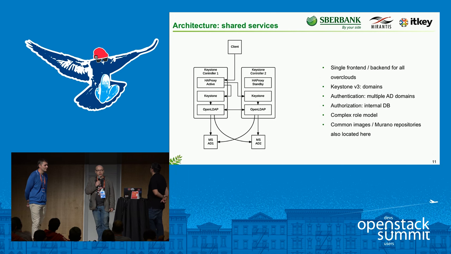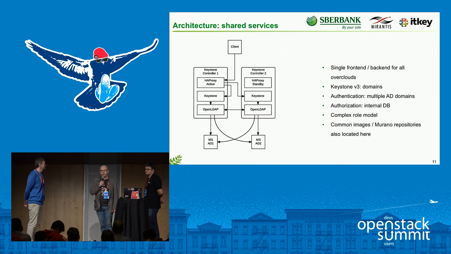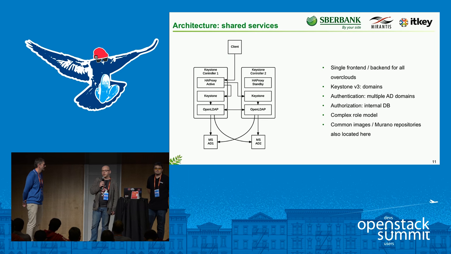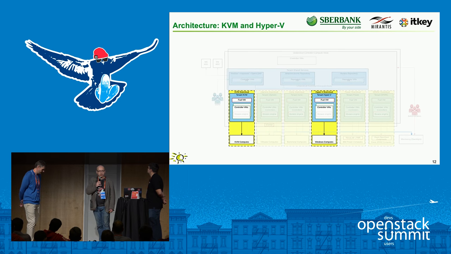To support the layered Sberbank organizational structure and comply with the project requirements, we're using the main feature of Keystone version 3 here, and a custom role model with several Microsoft Active Directory authentication backends. Highly available repositories of Glance images and Murano packages are also located in this shared undercloud tenant. Now let's take a look into specific OpenStack regions architecture.